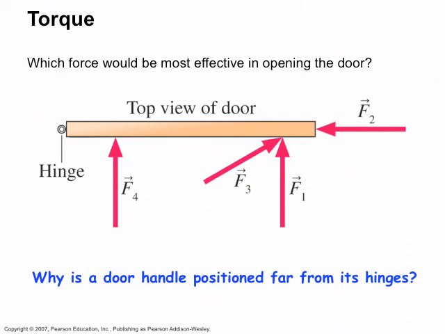So why do we have door handles positioned far from the hinges rather than, say, a door handle at the center of the door or close to the hinge? For the same reason, pulling on the door handle is much easier to swing open a door when the door handle is a great distance from the hinge. It's much harder to open a door when the door handle is in the middle of the door or near the hinge. This concept of rotational force is called torque.